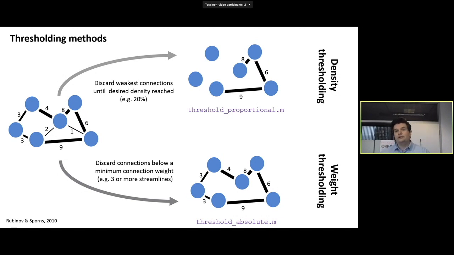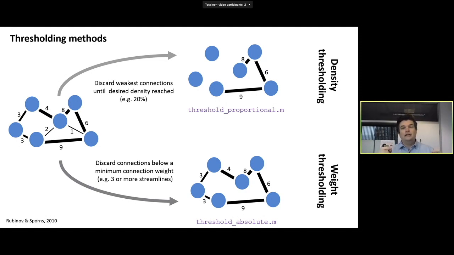The other kind of thresholding method is weight-based thresholding. And in this case, rather than prescribing a connection density, we prescribe a minimum weight. And any connection that's below that minimum weight is discarded. So in this case, we say any connection, an example that I've shown here, any connection that comprises fewer than 3 streamlines is discarded. So we see that the connection here comprising 2 streamlines and 1 streamline is removed.